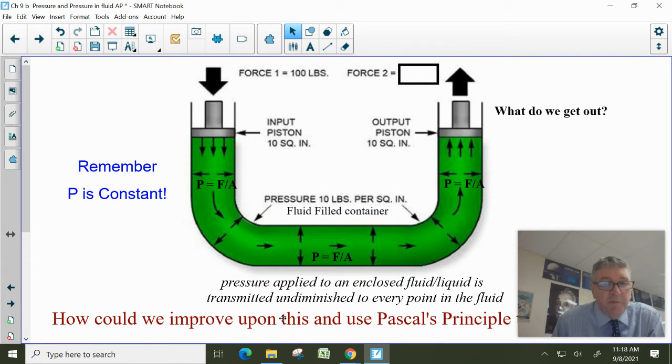Well, how can I improve upon this and use Pascal's principle to, for example, lift something heavy? If I put a piano here, I'd have to push down with a force equal to the weight of the piano to get the lift. Well, take a second to think about how I might improve the system to be able to lift a piano with my pinky or with my foot. My car, for example, gets lifted at the shop. When they take my car into the shop, they put it on a lift, and they hit a button, and my car goes up. My car weighs 4,000 pounds. They do not apply a 4,000-pound force. They apply much, much less force.